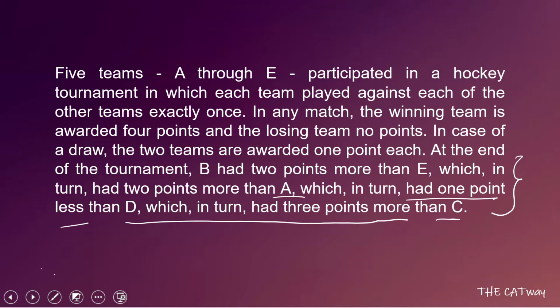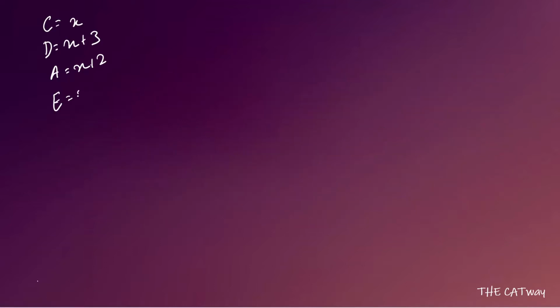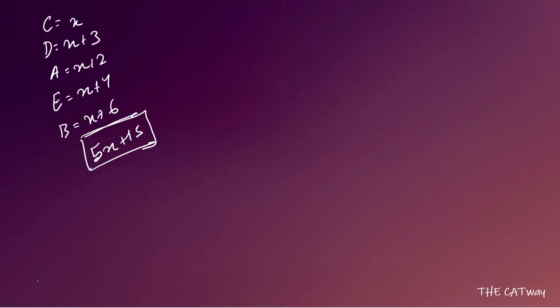Then what do we have? Then we have E, which in turn had 2 points more than A. So it will have x plus 4 points. And then we have B, which has 2 points more than E. So it will have x plus 6 points. Now the total is 5x plus 15. So now we know that the total number of points scored by all the teams is going to be of the form 5x plus 15.